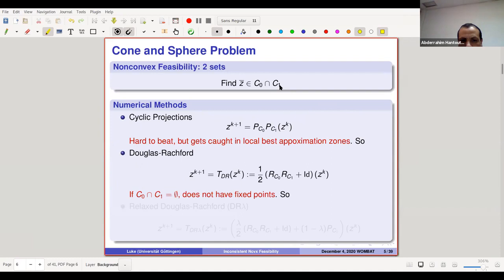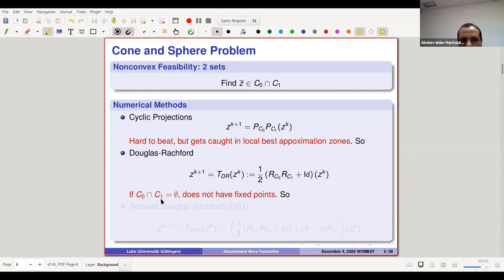If that doesn't work, then I recommend people try Douglas-Rachford, which many of you know. These R's are reflectors: 2 times the projector minus the identity. And then you average the composition of reflectors across each of the sets with the identity.